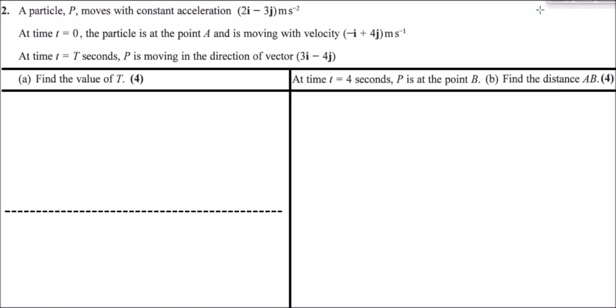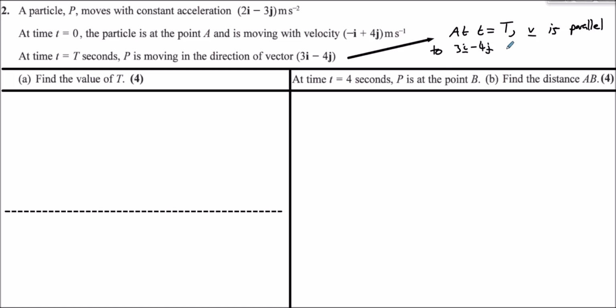So here it's a bit hard to know even where to start. What I would suggest though here is looking at this final line here. P is moving in the direction of vector 3i minus 4j. What this is actually saying to us is that at t equals T, the velocity is in this direction. So essentially, at t equals capital T, v is parallel to that vector. It's going in that direction. So it's parallel to 3i minus 4j.